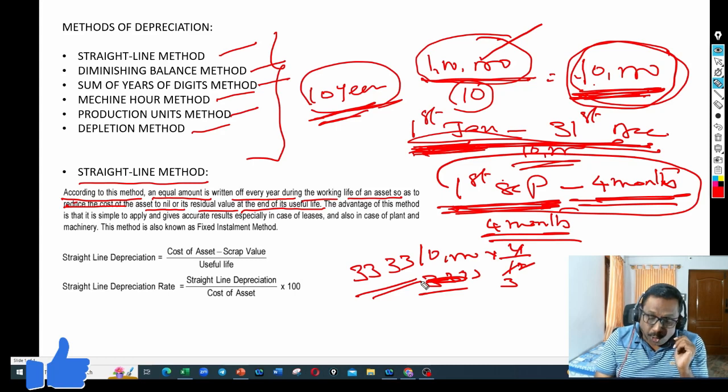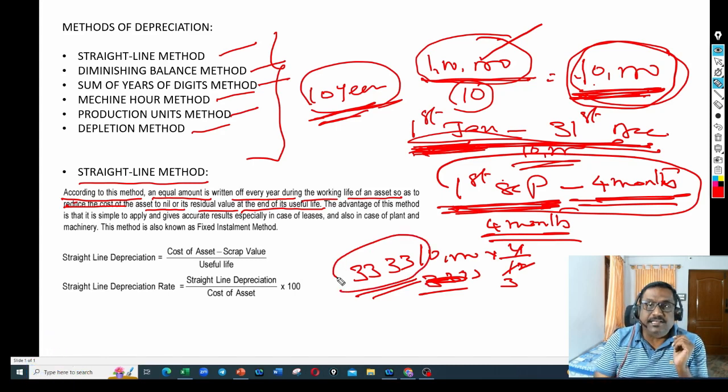Am I right? So first year is only 3,333. Second year onwards, same 10,000. Second year 10,000, third year 10,000, fourth year 10,000, fifth year 10,000. Like that, we continue to do 10,000 rupees equally.